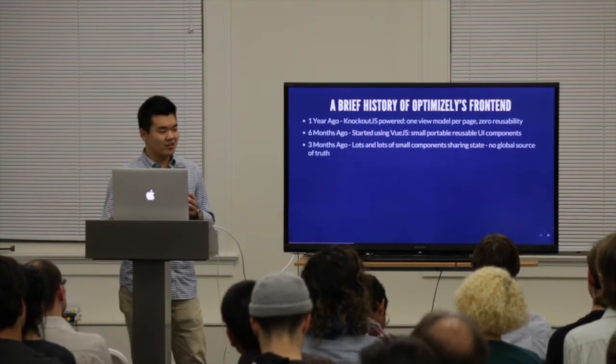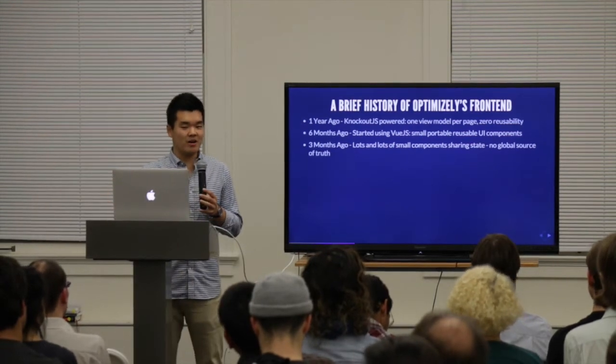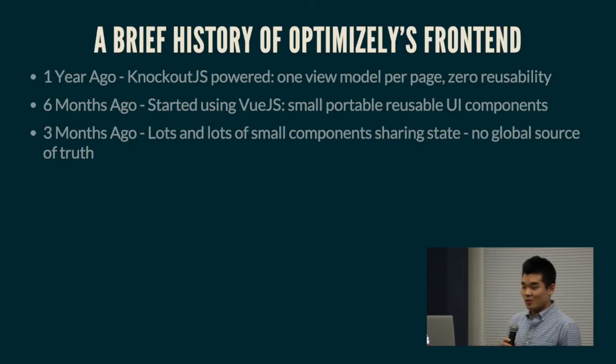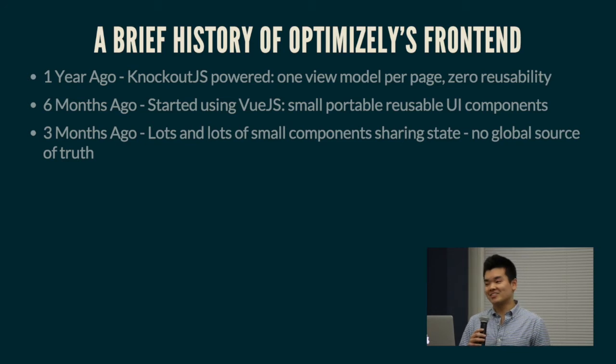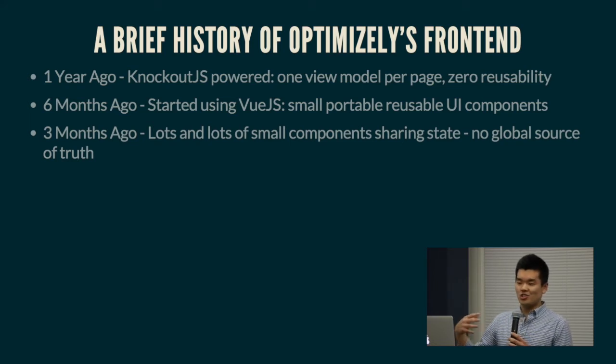And then after a few months of unleashing Vue.js on about 20 developers, we now have a folder of like 100 components. And it's very hard to manage, one, the code complexity, but more importantly, how do we share data between our components? How do we share state between our components?